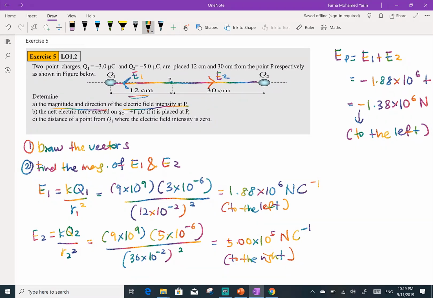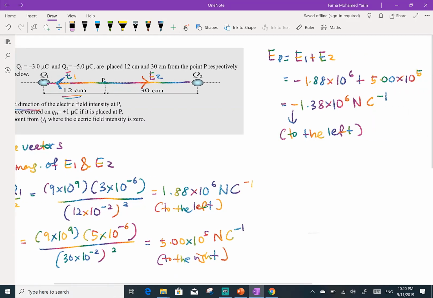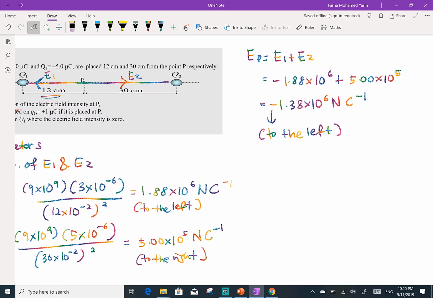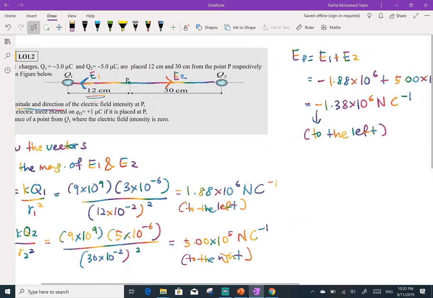Determine the net electric force exerted on Q0 of positive 1 microcoulomb, if it is placed at P. Okay, the net electric force. So that means kita nak cari electric force pula sekiranya ada charge Q0 di situ. So berapakah nilai F tersebut?